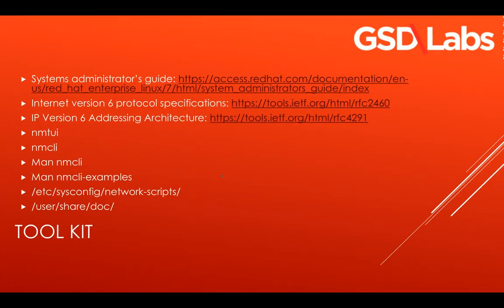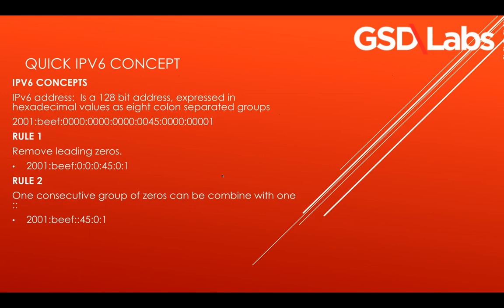So that's your toolkit. Before we move forward, I wanted to have a quick discussion about IPv6, right? Particularly something about the addressing architecture, some of the rules that you can use to make this IP address a little bit more manageable. So as you know, an IPv6 address is 128 bits expressed in hexadecimal values, right? So we have 8 colon-separated groups, and you can end up with a very large address.